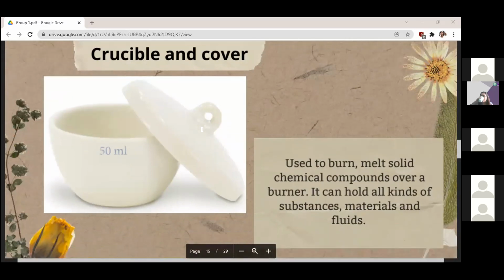Next, crucible and cover. It is used to burn solid chemical compounds over a burner. It can hold all kinds of substances, materials, and fluids.